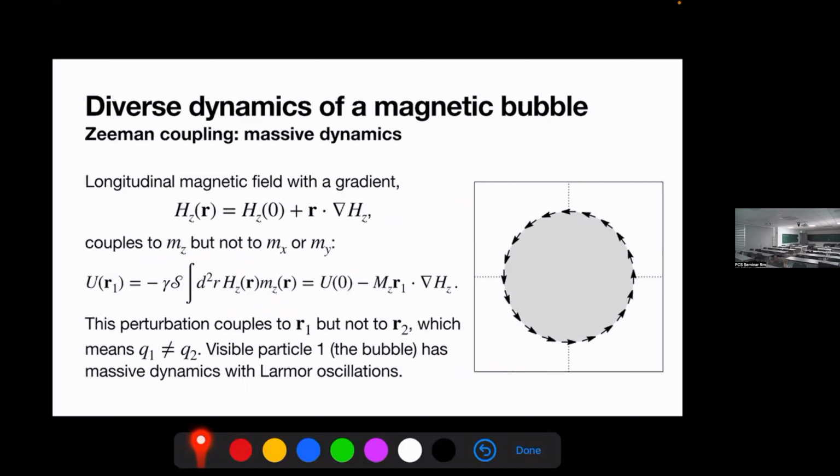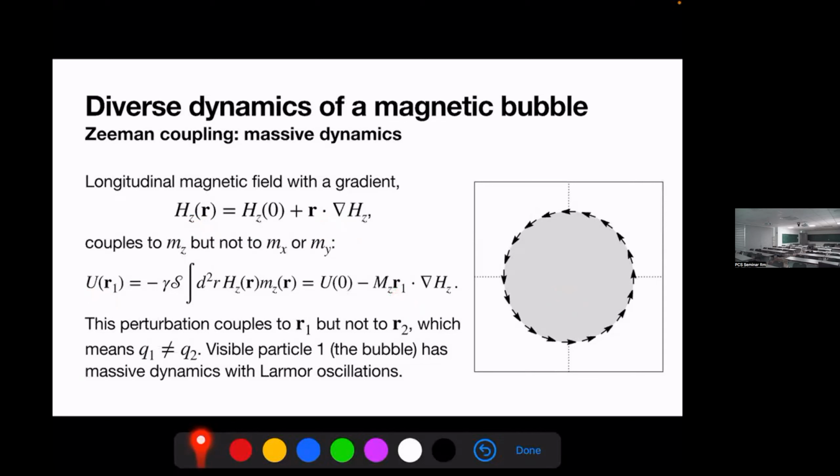Here are the connections to our bubble. We can excite the motion of a bubble with an applied longitudinal magnetic field that has a spatial gradient. If you apply just the uniform magnetic field, then the bubble will change its radius, but it will not shift. Having a gradient creates a potential energy landscape that is linear in the position of the bubble, and so you will have an external force pushing the bubble.